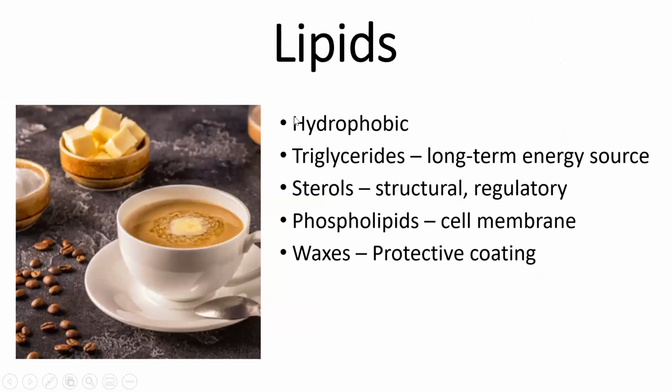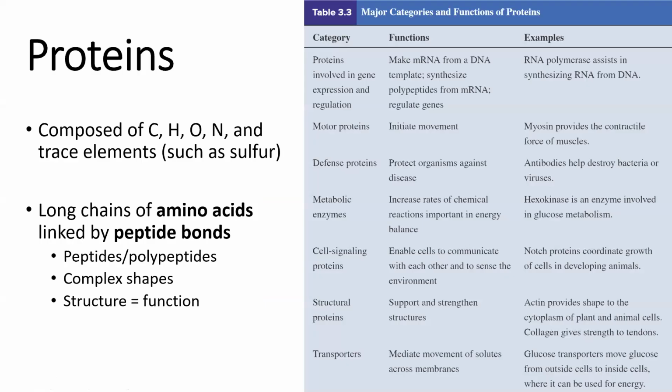So lipids, characteristics. First and foremost, you should know all lipids are hydrophobic. And then you have the different types. Triglycerides, which are long-term energy storage. The sterols, which are basically used for structural and regulatory functions. The phospholipids, which make up the cell membrane. And then finally, the waxes, which are used as protective coating. Very, very important with the lipids. So again, that's the second macromolecule group that we are talking about.